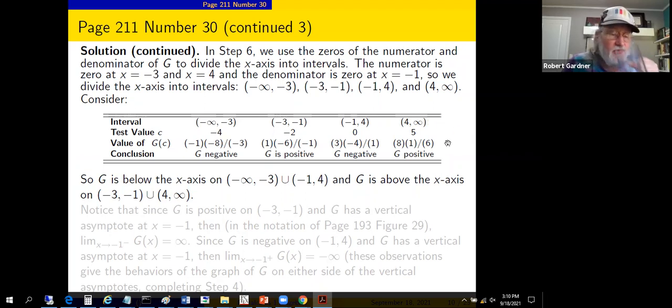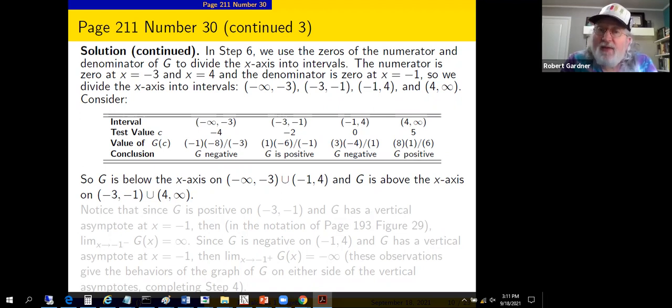Plug these into the function, producing these expressions. You simplify them if you want. I really just need the signs of them. Here we've got negative times negative divided by negative. That'll result in a negative. Here we've got positive times negative divided by negative will result in a positive, and similar for the other two.